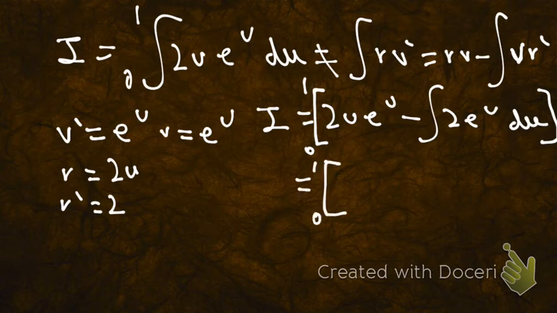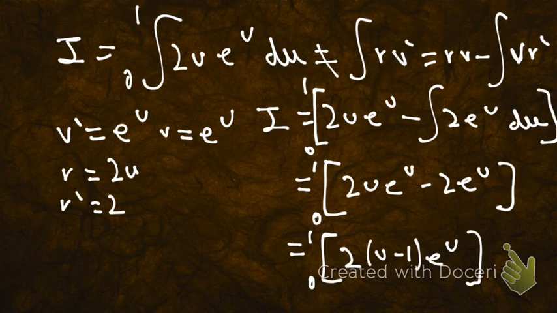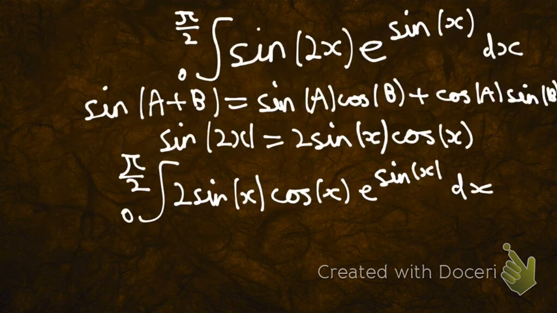Now, this leads us to 2u e to the u minus 2e to the u, which is 2u minus 1 e to the u. And after a little bit of substitution, you will get to 0 minus minus 2, which is 2. And at that, we have the value of our original integral. Let's have some moment of celebration. Yay. 2.